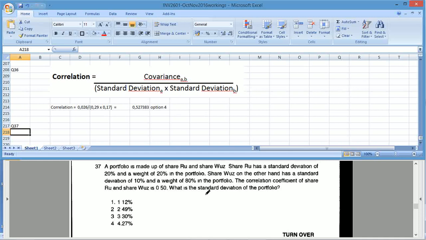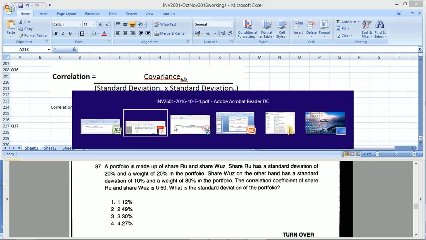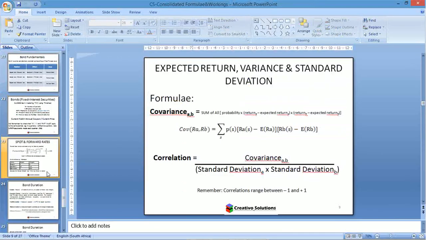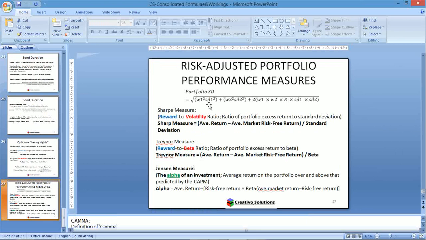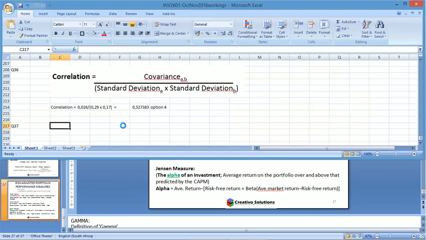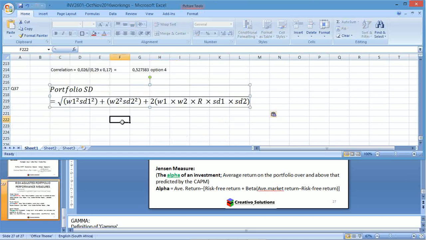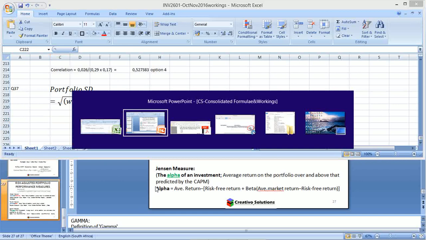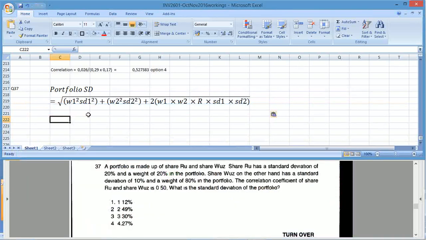Okay, that's correlation coefficient. So that's the formula that we have for two different assets. I need that equation from my notes. Go to my notes. It's on the last page. Where is it? There we go. Okay, portfolio standard deviation. Right, so that's the equation that I'm going to need for the portfolio standard deviation. I'm going to have to insert the information that I've got in the question.